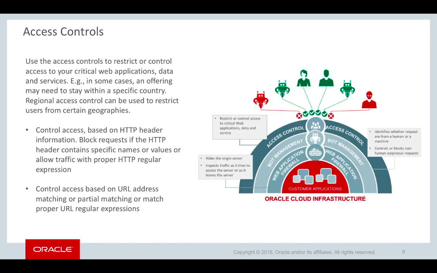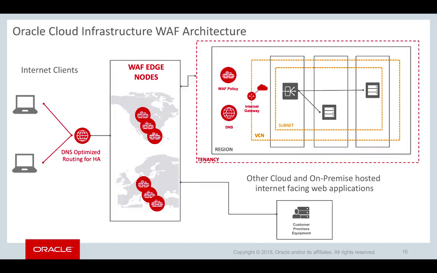So you can use the user access controls to restrict or control access to your web applications. As an example, regional-based access control is perfect to keep your clients from accessing applications that are in a specific region. Another use could be to block countries from getting to your application servers entirely. For example, if you don't want to do business with countries located in Asia, you can completely block access from those countries. You can also activate the user access control based on HTTP header information or based on URL address.